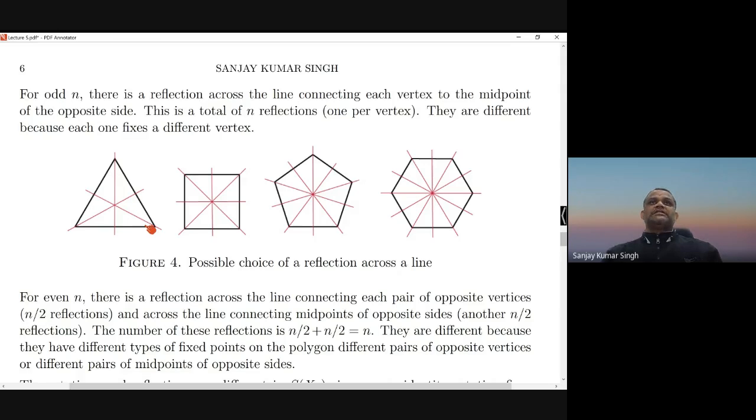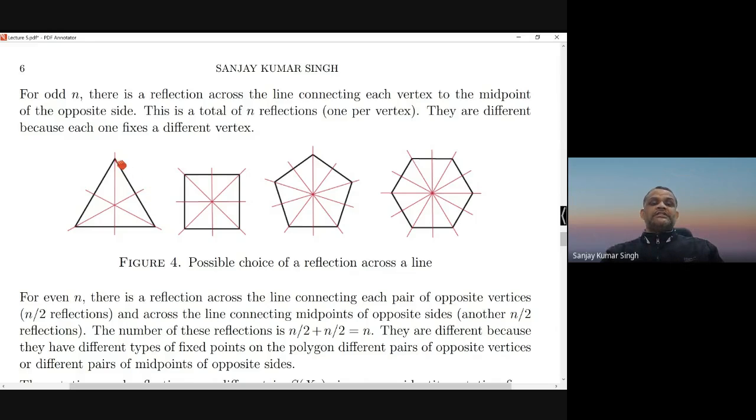There is no change in this object. The image of this object will go exactly to the same, and hence we get an element in the symmetry group of this triangle. Now again, I take this vertex, I take the midpoint of the opposite edge, and then take this line, and thus we get exactly n reflections.